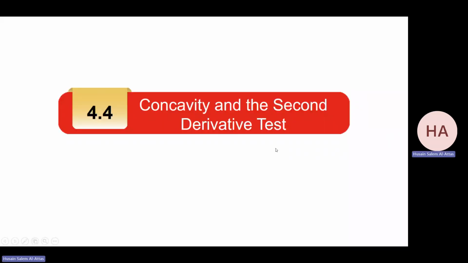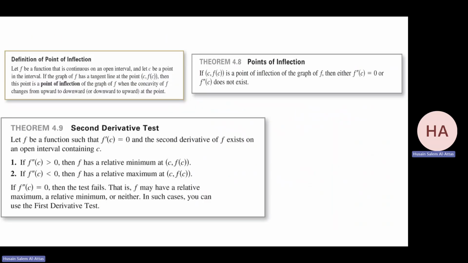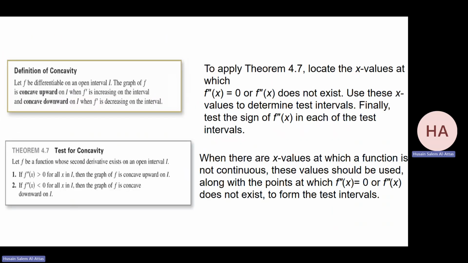Bismillah ar-Rahman ar-Rahim. Now we'll start section 4.4, where we are mainly talking about concavity and the second derivative test. As usual, we'll start with the common terminologies or the common things in that section, and then we'll go to the problems. We define what is the meaning of concavity.